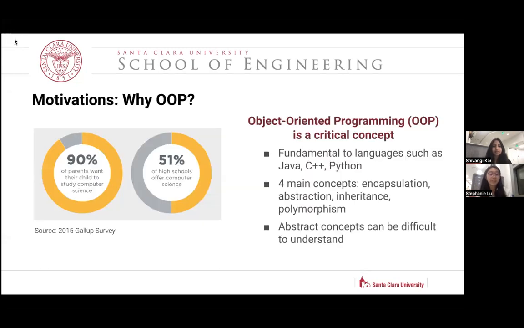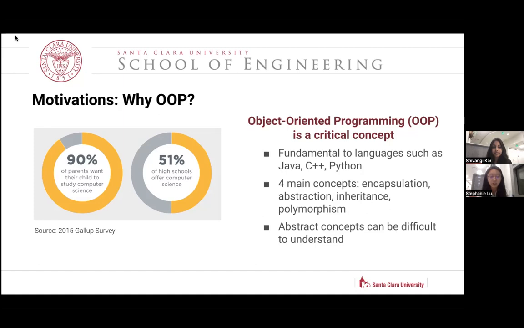In our technologically advanced society, it is critical for students to develop an understanding of computer science fundamentals. One important computer science concept that students often struggle to understand is object-oriented programming, or OOP, which is key to many programming languages like Java, C++, and Python. Object-oriented programming helps programmers write more flexible, concise, and reusable code.